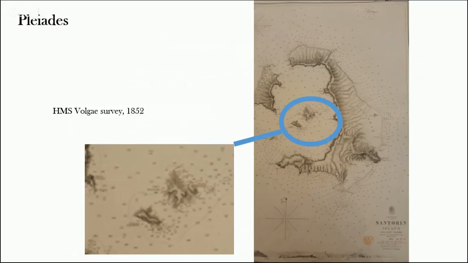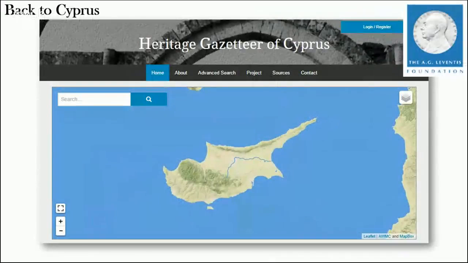Go figure. But this gives an idea of the power of digital gazetteers to represent information structures, to mediate geography, even as in this case, that geography may not actually exist anymore. So, back to Cyprus. I'll have a swig of water.